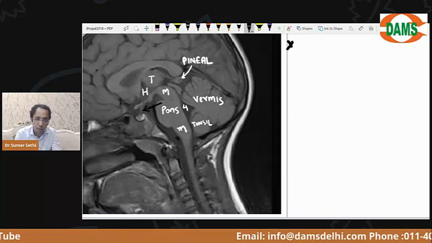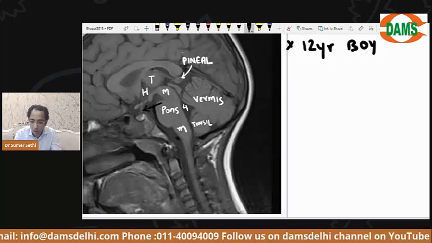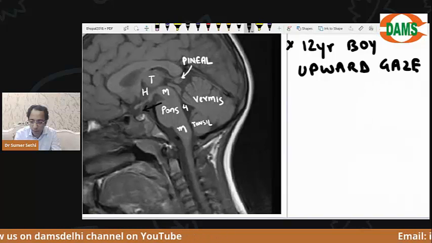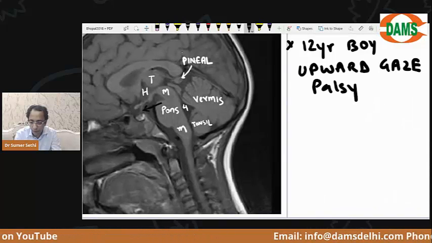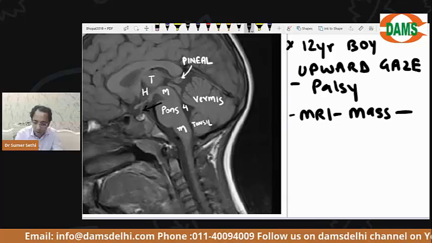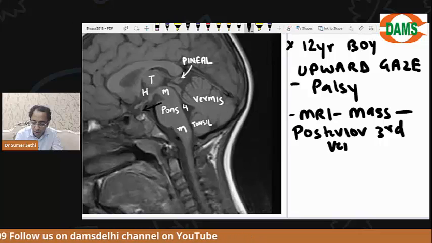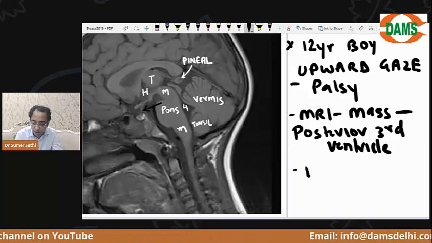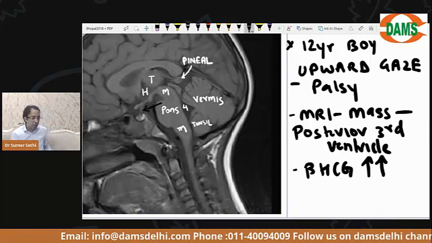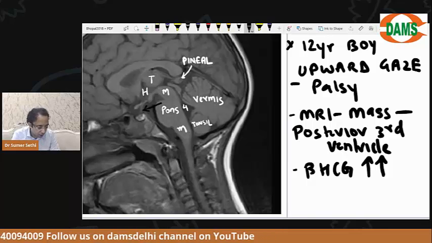I'm going to give you an ophthalmology question to solve. A 12-year-old boy comes to you with upward gaze palsy. His MRI shows a mass in the posterior part of the third ventricle. His beta HCG levels in CSF are raised. What tumor are we looking at?